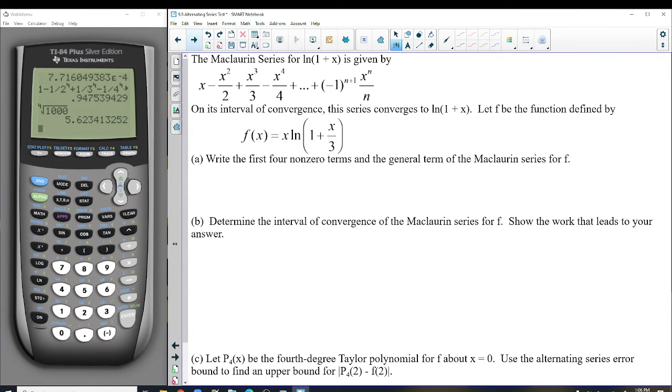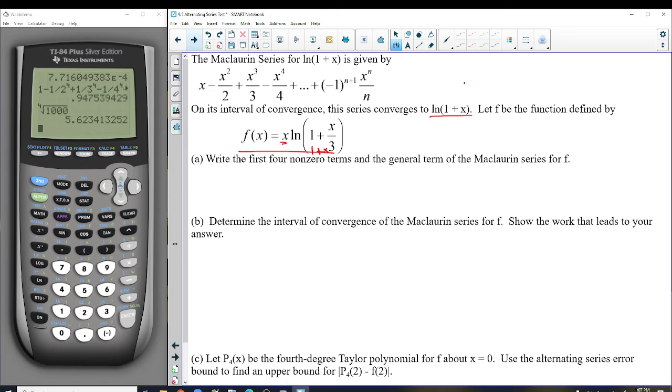The Maclaurin series for natural log of 1 plus x is given by that series there. On its interval of convergence, this series converges to natural log of 1 plus x. Let f be the function defined by this, which has a 1 plus x replaced with x plus 3 right here. So the x has been replaced with x over 3, and we're also multiplying times x. Write the first 4 non-zero terms in the general term of the Maclaurin series for f.